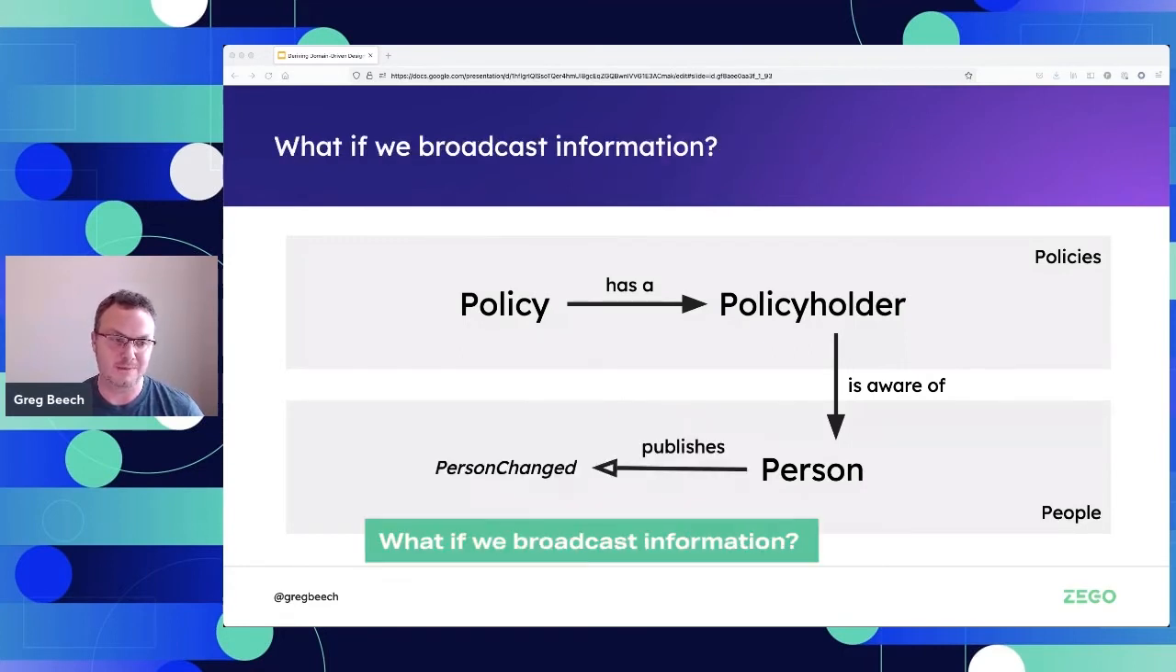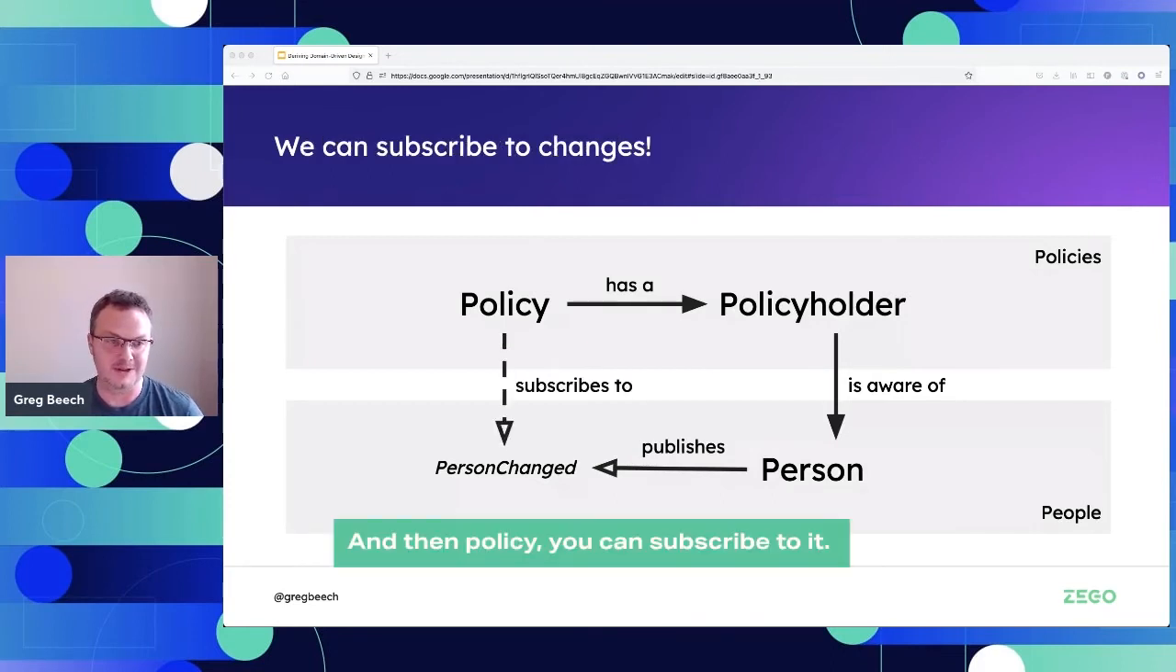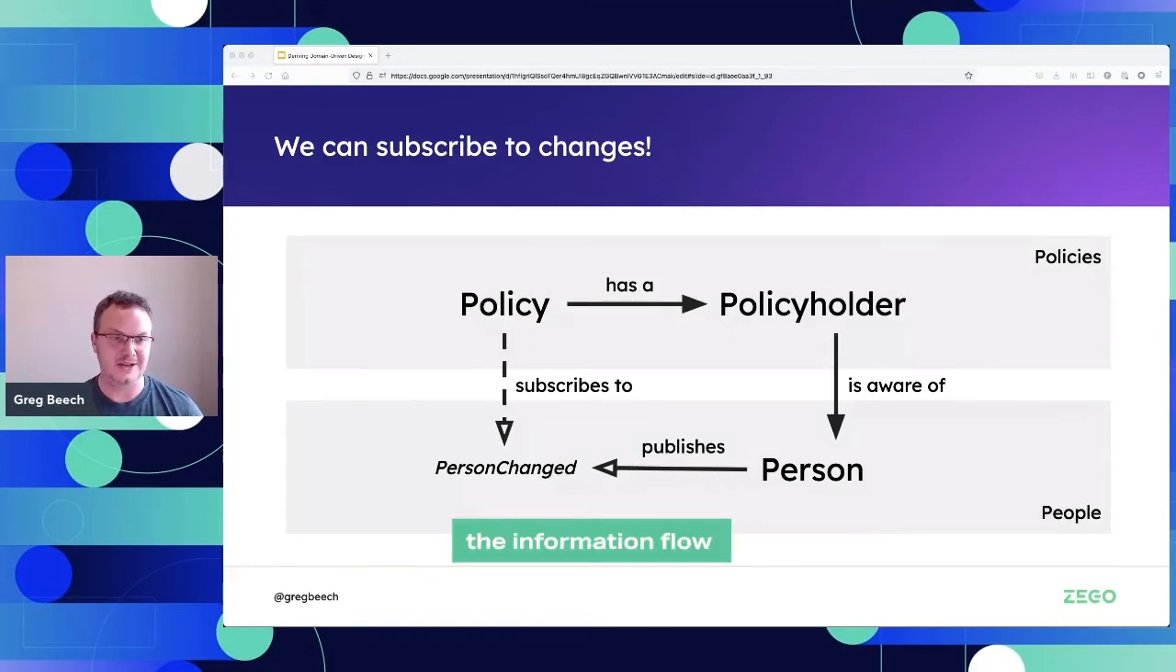So what can we do? Well, what if we broadcast information? So instead of actually adjusting the policy, we just say, hey, I've changed. Here's an event. Now, we're no longer violating layers because this event lives purely in the people context. And then policy can subscribe to it. And so we can see that the information flow remains top to bottom. Policies depend solely on people. People still has no knowledge of policies.